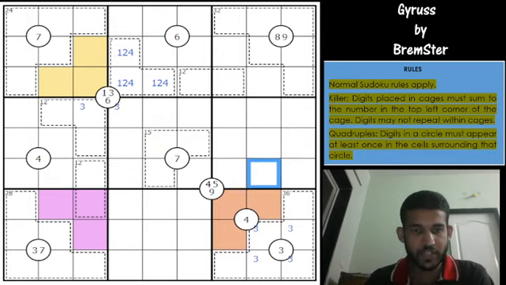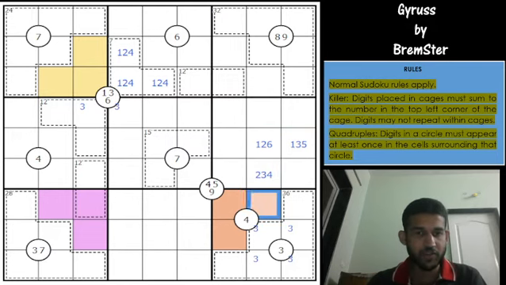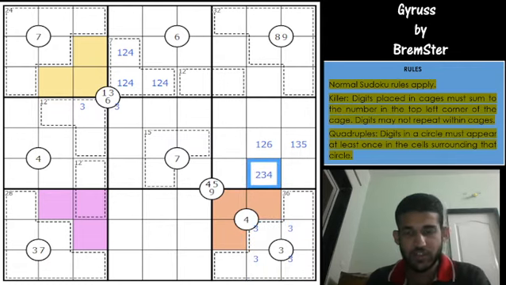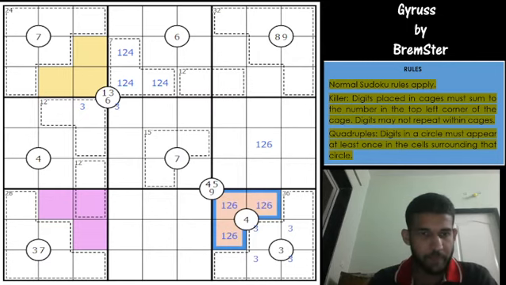Let me write those here. It could be a 1, 2, 6. It could be a 1, 3, 5, or it could be a 2, 3, 4. So these 3 are the possible combinations for getting a total of 9. The moment you eliminate a 3 from the sum combination, both of these are eliminated. So now we know that these 3 cells must be a 1, 2, 6. They are clearly forming a 1, 2, 6 triplet.